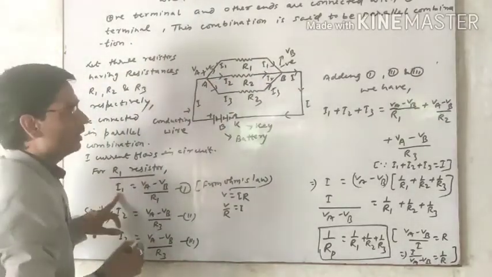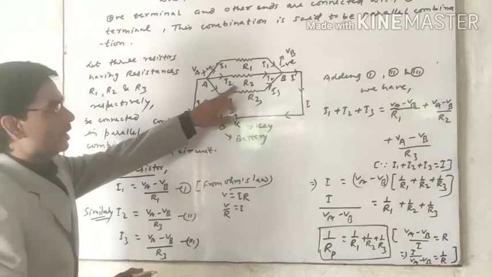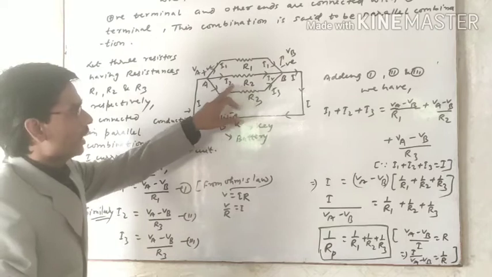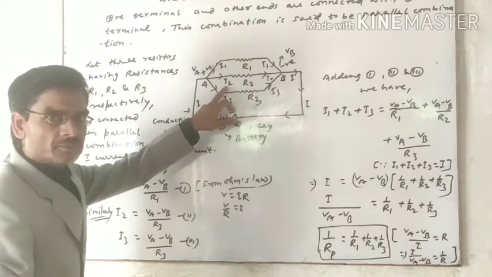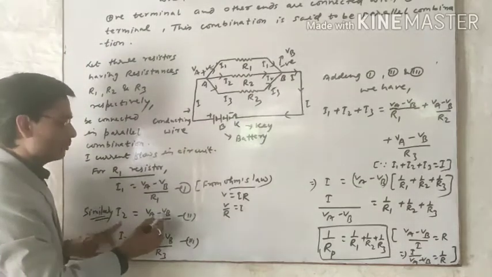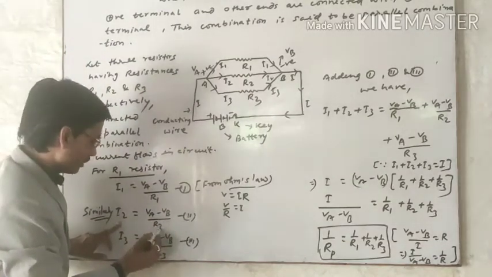Similarly, we consider the second resistor whose resistance is R2, I2 current flows through it, then by Ohm's law, I2 equal to VA minus VB by R2.